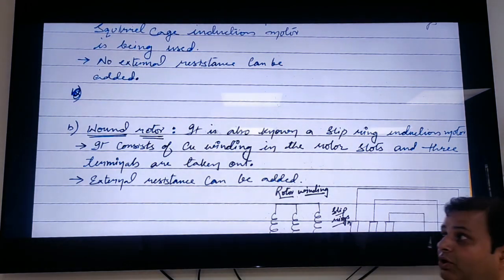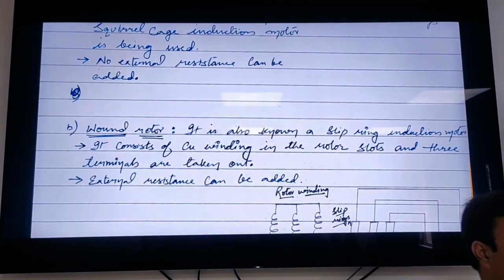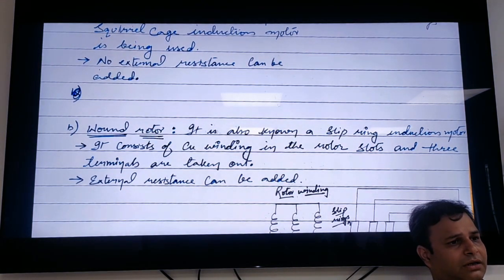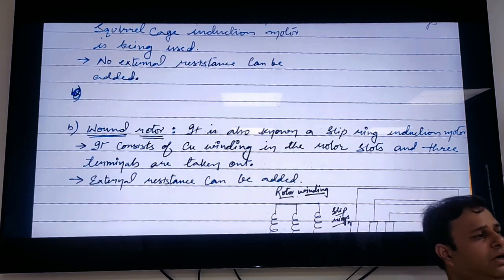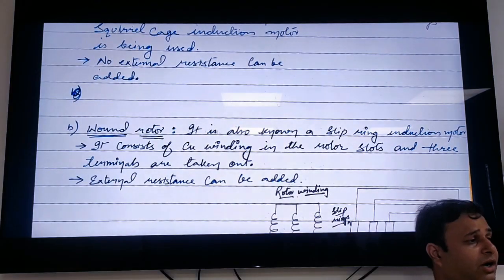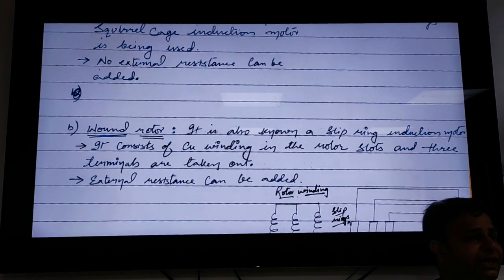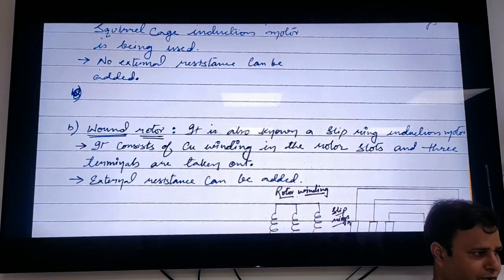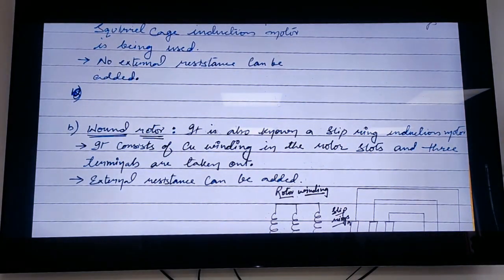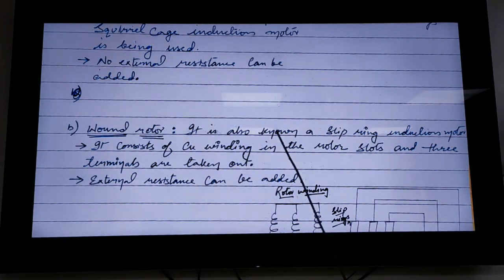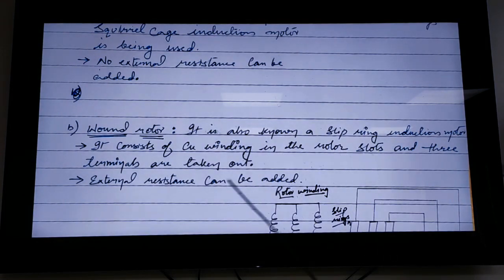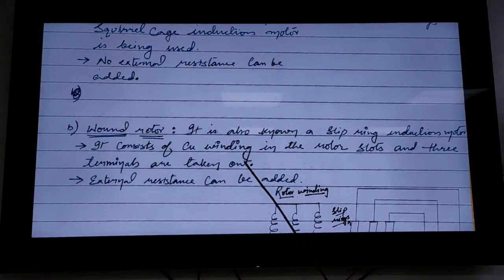Whereas the other type of motor is the wound rotor induction motor. So one is the squirrel cage induction motor, another is the wound rotor induction motor. We may call it a slip ring induction motor as well. Now this is the last one, then we are done with three-phase induction. Wound rotor, also known as slip ring induction motor, consists of copper windings in the rotor slots and 3 terminals are taken.